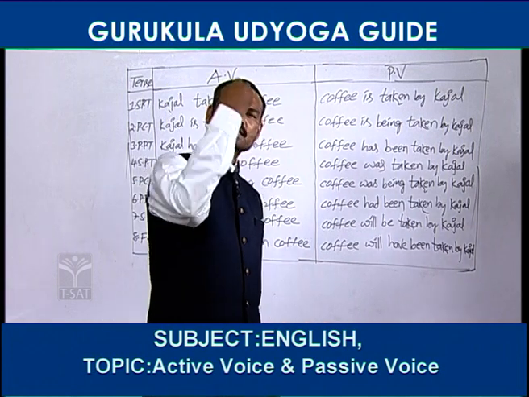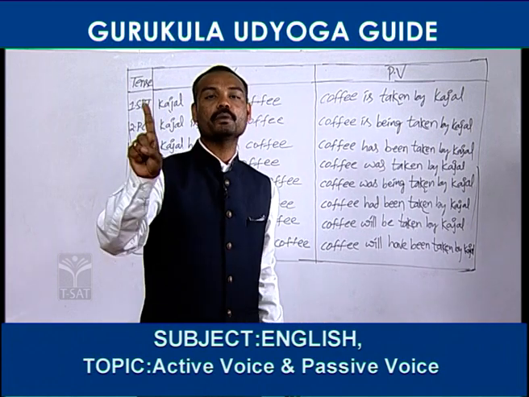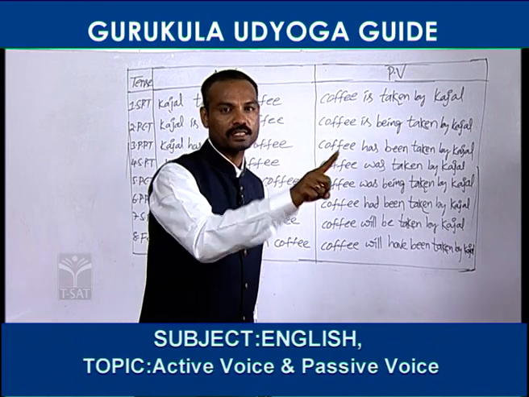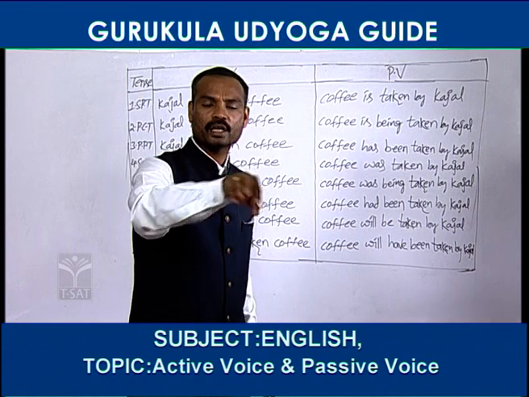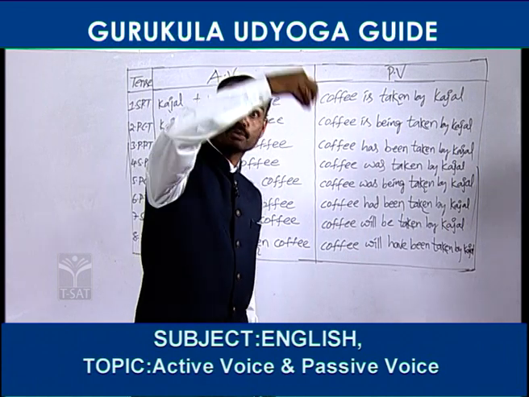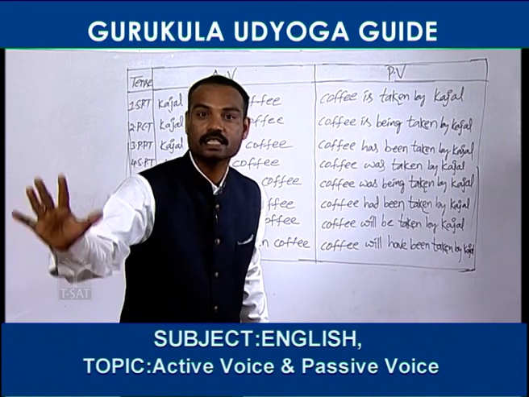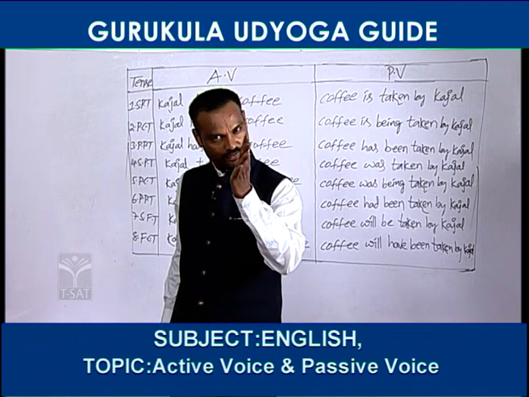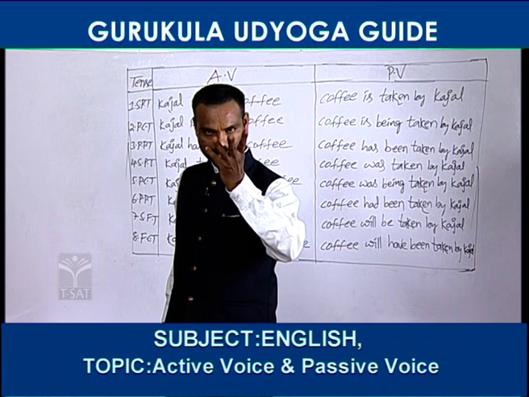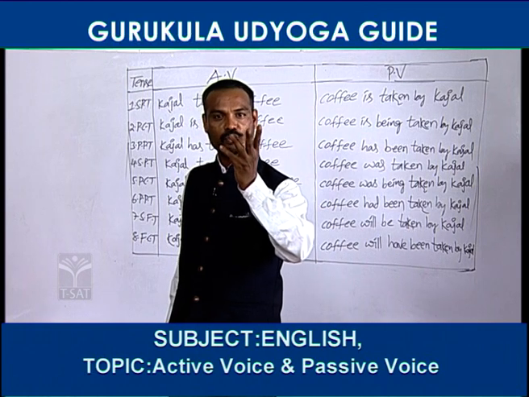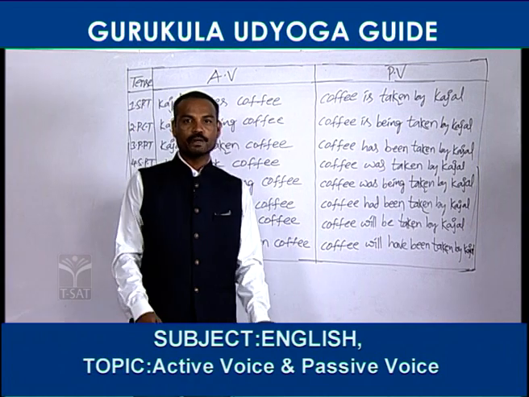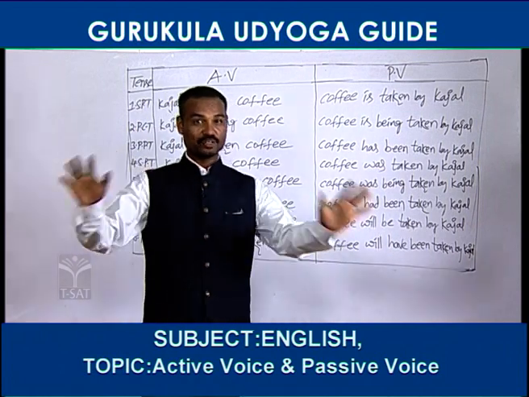See, whether it is a singular object or plural object. For example, Prabhakar had broken only one cell phone. A cell phone had been broken by Prabhakar, or Prabhakar had broken 1000 cell phones. 1000 cell phones had been broken by Prabhakar. What is there, friends? In past perfect tense, you cannot find out any changes, whether the active voice contains a singular object or plural object. Friends, okay, did you understand about past perfect tense? I hope you understood very well.